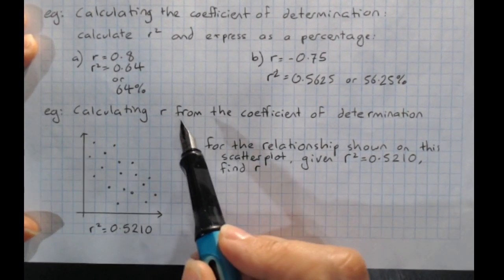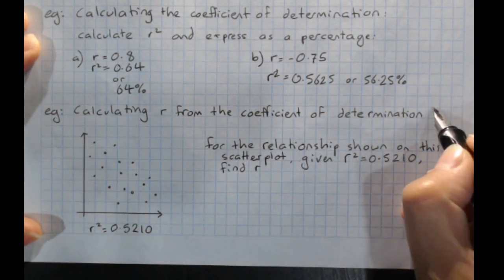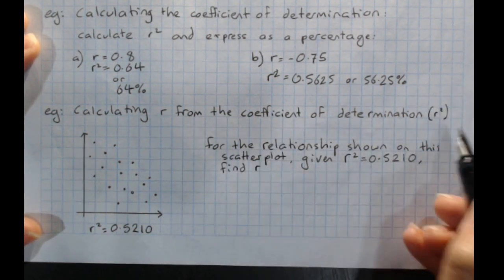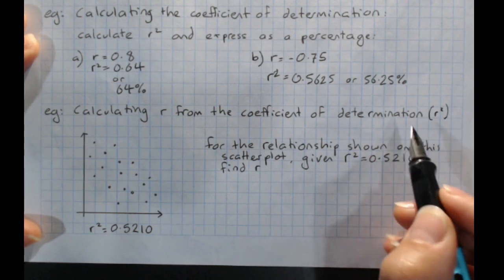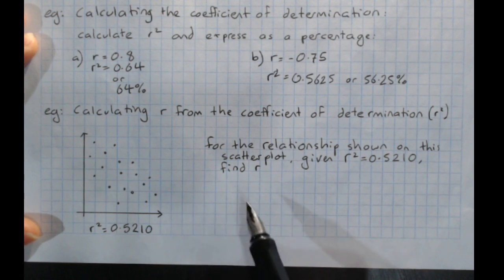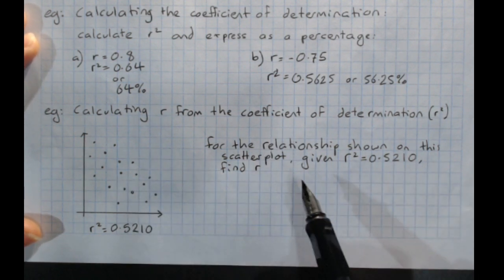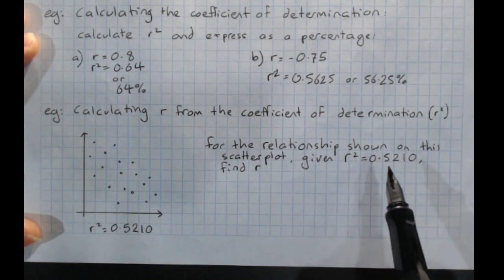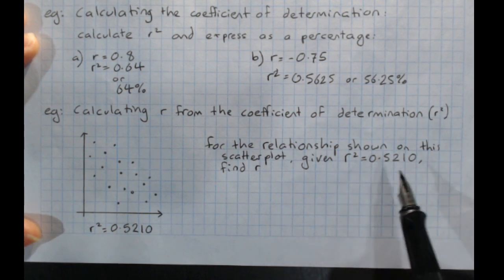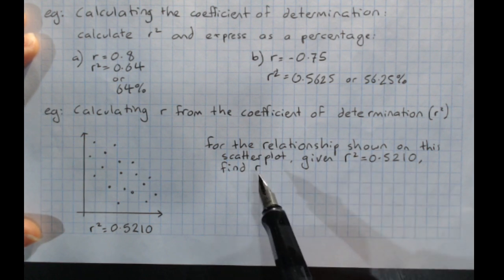We also need to be able to calculate r from the coefficient of determination, that is, r squared. So when we're given r squared, please find r. Now we tend to need a scatter plot in front of us to do this, and I'll show you why. So for the relationship shown on this scatter plot, given that r squared is 0.5210, if it was a percentage, you'd just divide by 100 to get back to a decimal, find r.